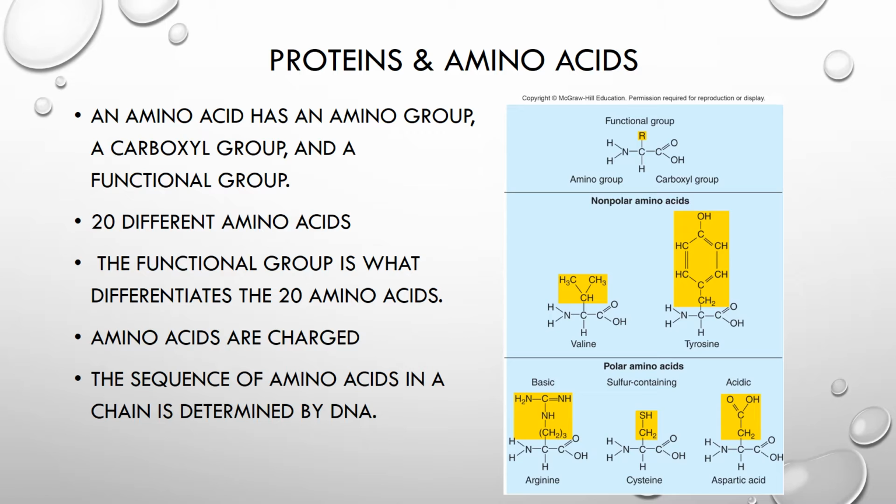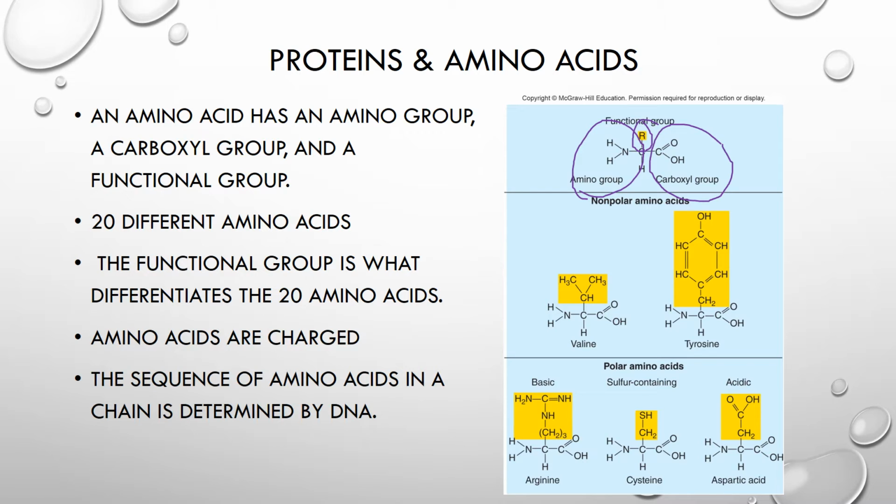So amino acids have an amino group, a carboxyl group, and some type of functional group. If we look at this image, here we have our amino group, and amino means that it has some type of nitrogen. Then we have our carboxyl group, C double bonded O, and then an OH. And this R represents some type of different functional group.